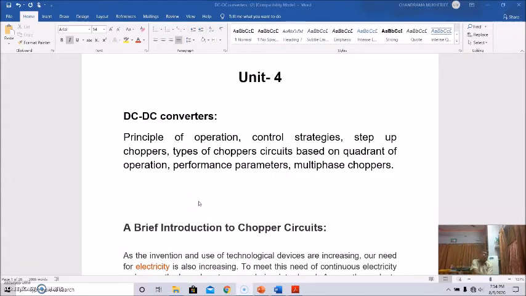As we have already reached the last topic of this unit 4, on DC-DC converters, we must have a quick recapitulation of the entire thing. So basically we have seen in this class what a DC-DC converter is, what its principle of operation is, what the control strategies are, what step-up choppers are, what the types of choppers are, what the performance parameters are, what multi-phase choppers are, etc.